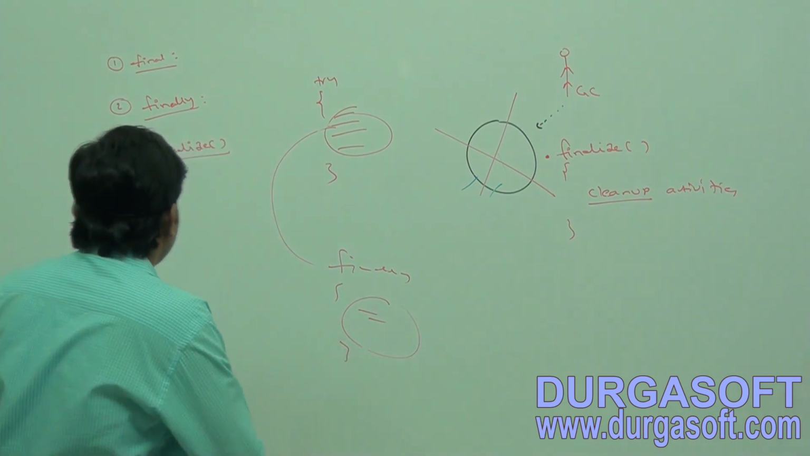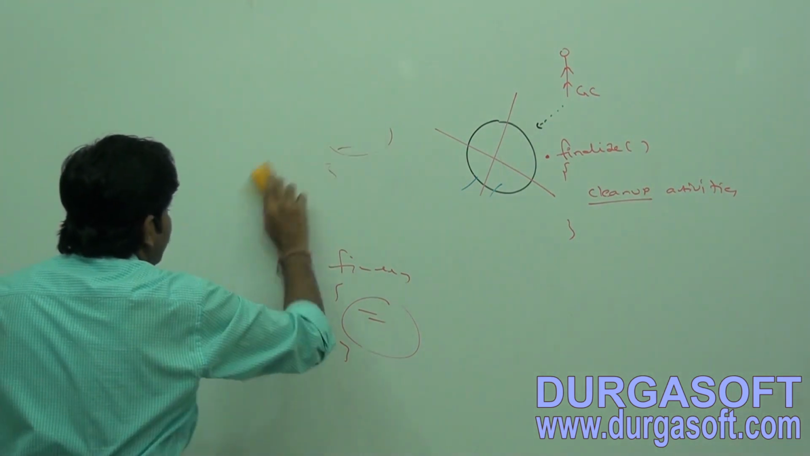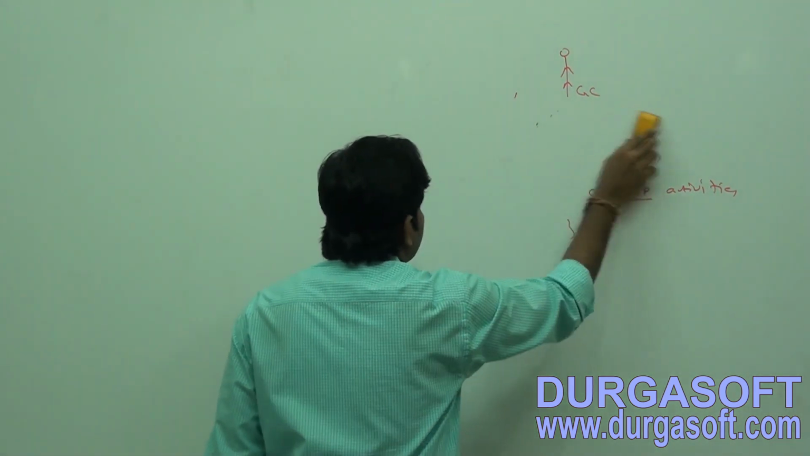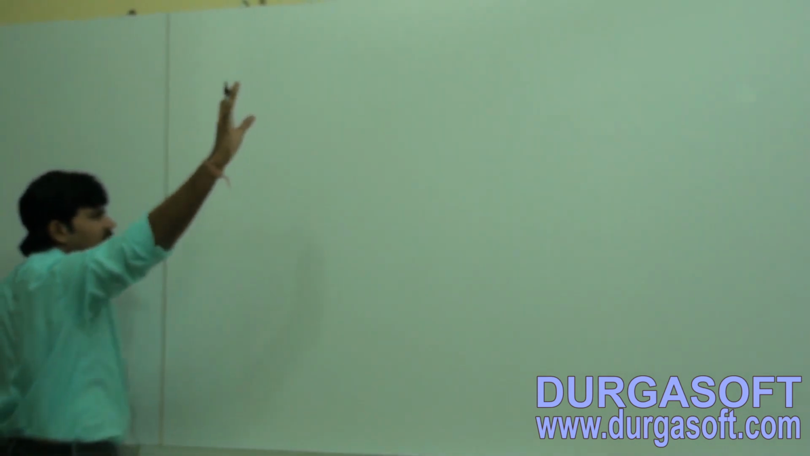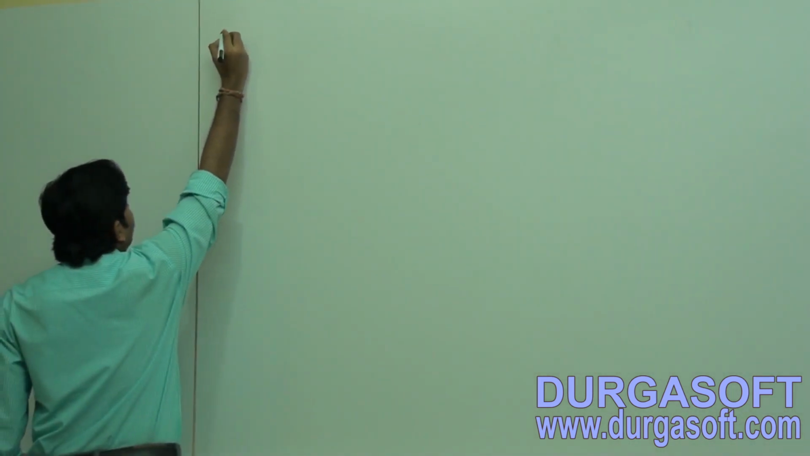Keep a subheading: various possible combinations of try, catch, finally. What are the various possible combinations of try, catch, finally? Listen to this one, very important. Just observe. Sir, I am taking the first combination. Later I will give the numbering anyway. First let me take one by one.